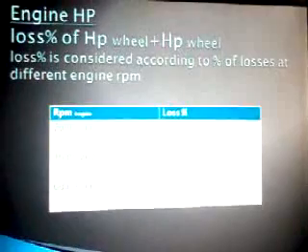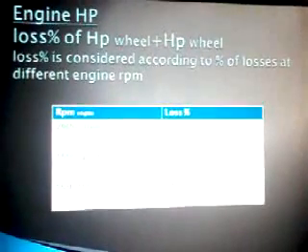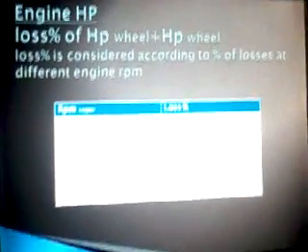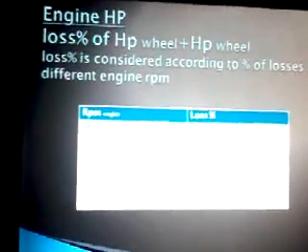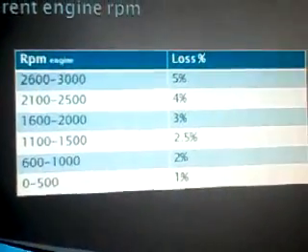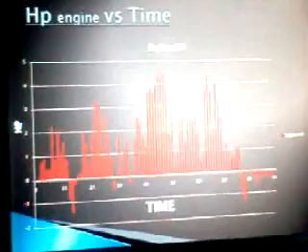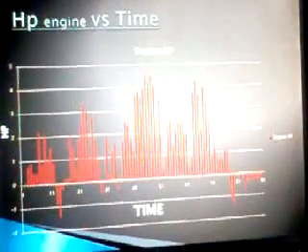Loss percentage of HP plus wheel HP determines the engine HP, and these are considered as given, as shown in the video. This is the plot of engine HP versus time.